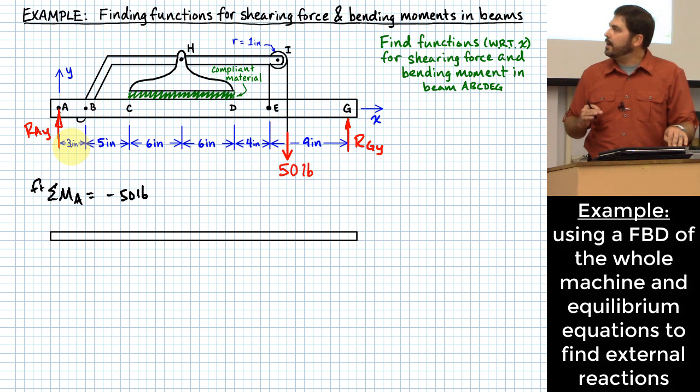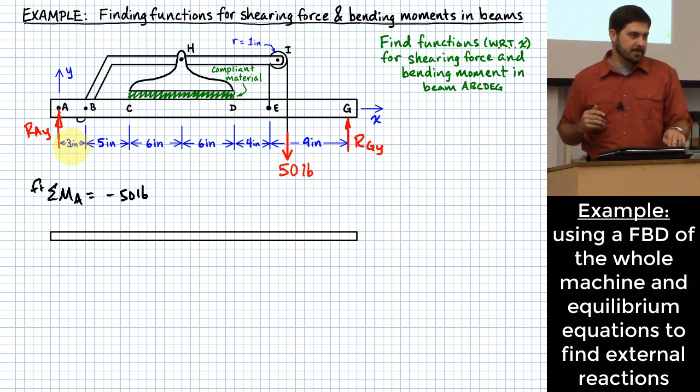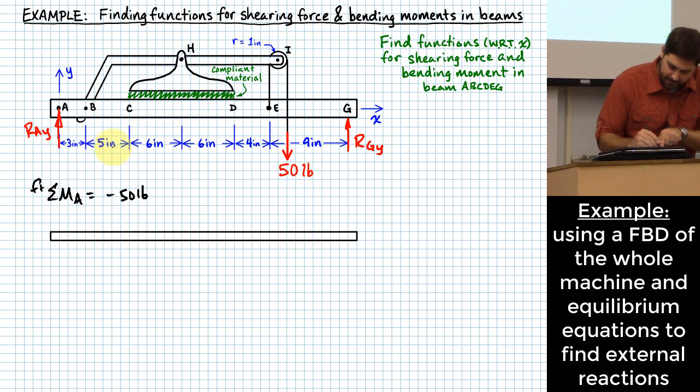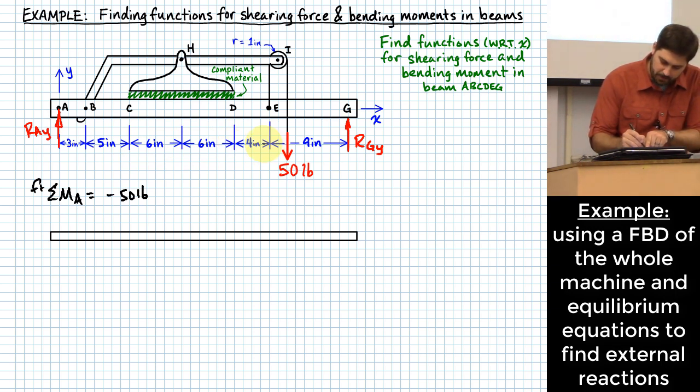And if you look, there's an elusive little piece of information. It tells you what the radius is of that pulley, which tells you if the radius is 1 inch, it shifts the line of action of the 50 pounds 2 inches away from E, right? So if I add these up, I've got 8 plus 6 would be 14, plus 6 would be 20, plus 4 would be 24, plus 2 would be 26.